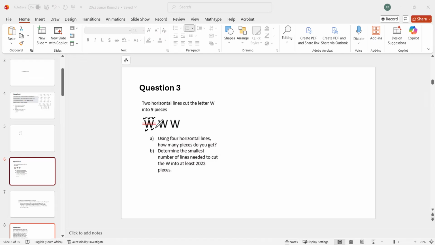So you get another one at the bottom, and then between the two lines, you've got 1, 2, 3, 4. So you got 4 in between. It's a very small space. So that gives you 3 plus 4, 7, and 2 is 9. Okay, we've got our 9 pieces. All right.